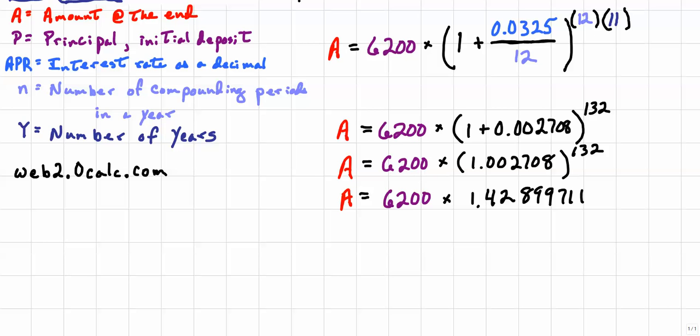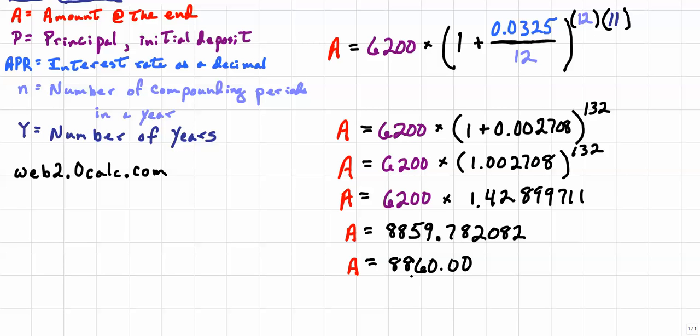And now my formula has been reduced down to A equals 6,200 times 1.428999711, and that will yield a value of 8,859.782082. And of course, to input this answer, you want to round to the nearest whole dollar according to the instructions. So this will be 8,860, and that's what you would input into the field for your answer.